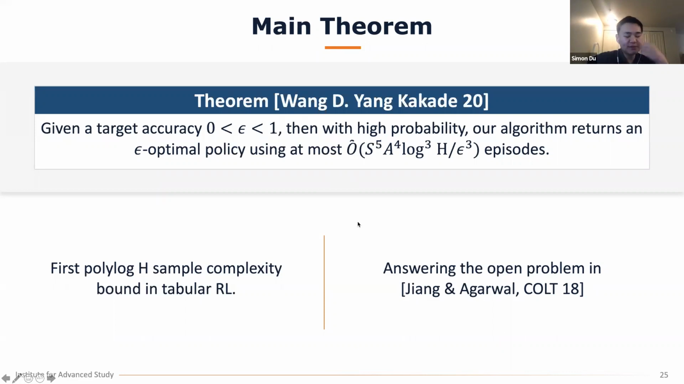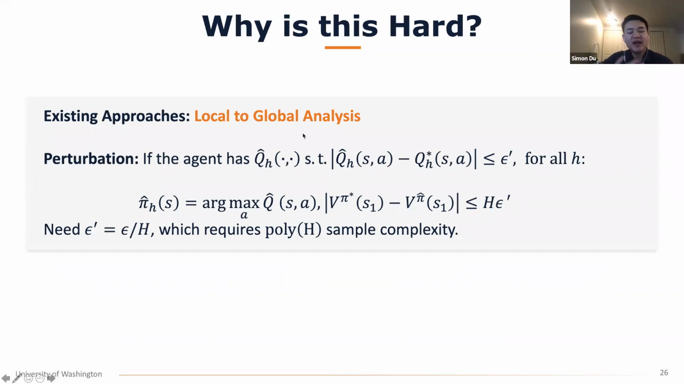But more importantly, let me describe why you don't need to pay a poly H factor. Why do all previous results require a poly H factor? Because they all use, I would say, local to global analysis. Remember we have this perturbation bound in the Q function: if you have a good estimation of the Q function at each level, say within epsilon prime, and you use the policy induced by your estimation, then you have a near optimal policy, but with an H factor blow up. So in order to find an epsilon optimal policy, you need to set epsilon prime to be epsilon over H, and your estimation error will need to scale with epsilon over H. That's why you need a poly H sample complexity.